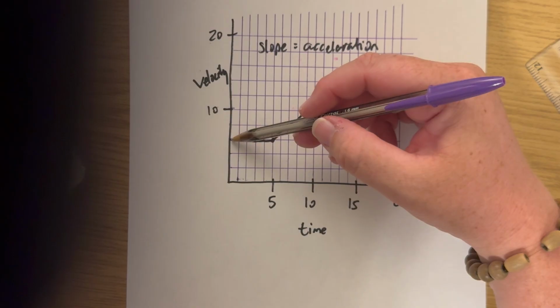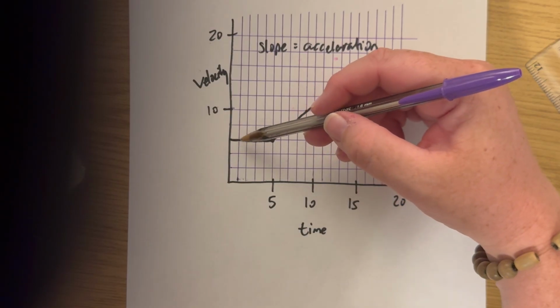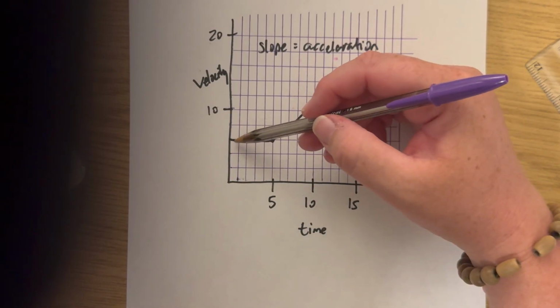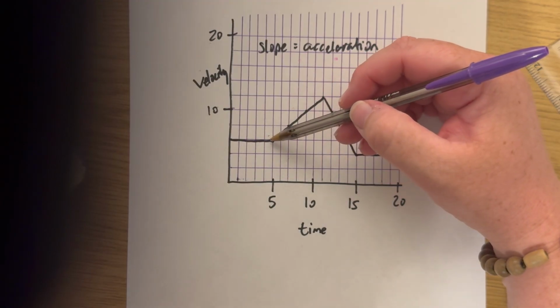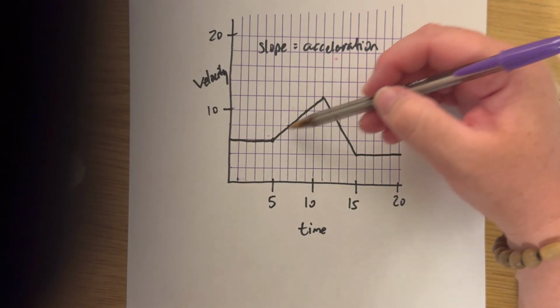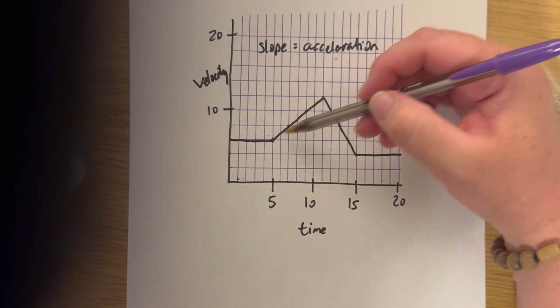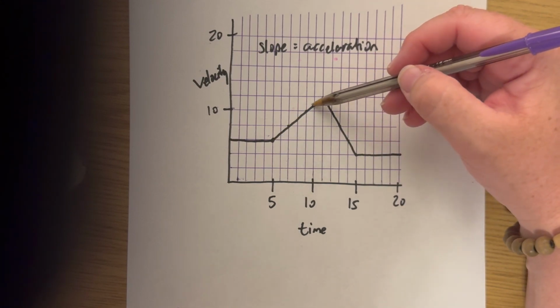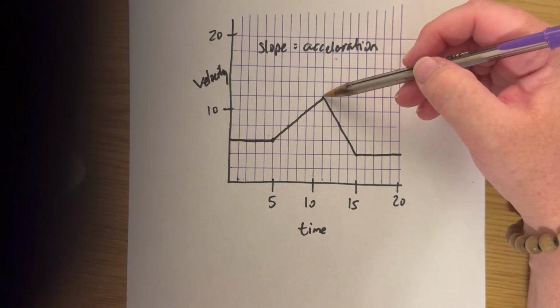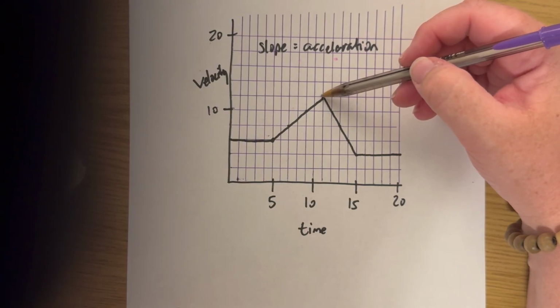It's staying right at 6 meters per second. It's moving 6 meters per second, 6 meters per second. At 5 seconds, it starts increasing in velocity. It's getting faster, a little faster, a little faster. Because we have a positive slope, we have a positive acceleration.